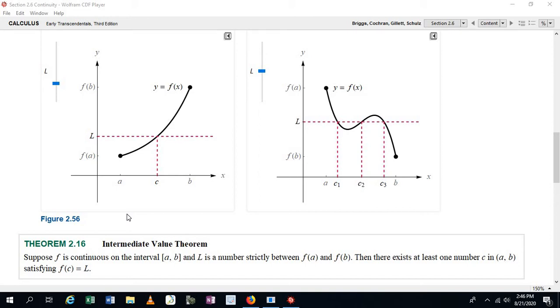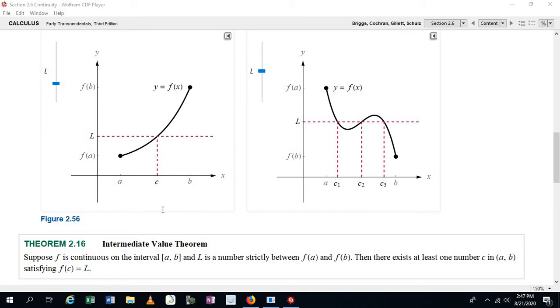And so here's what the intermediate value theorem says. Suppose f is continuous on the closed interval from a to b, and L is a number strictly between f of a and f of b. Then there exists at least one number c in the open interval from a to b, such that f evaluated at c is equal to L.